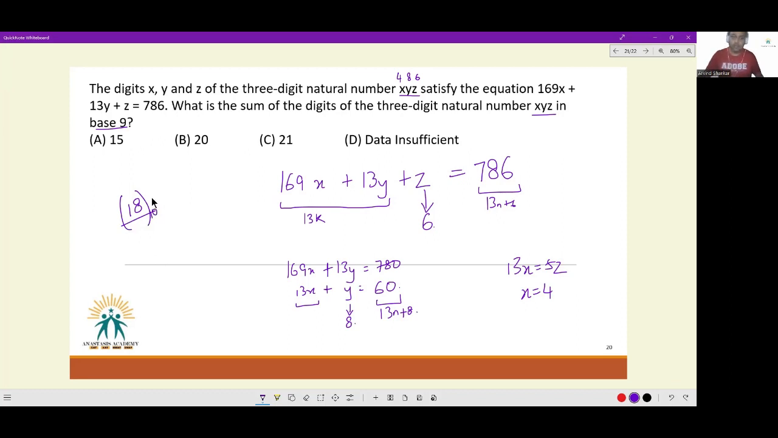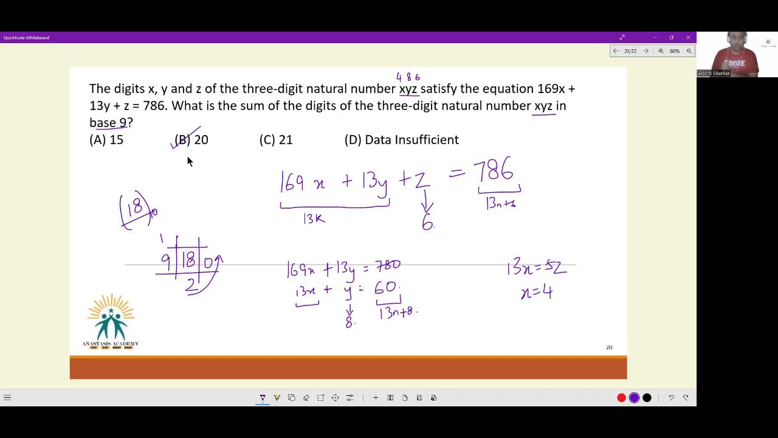If I have to convert it to base 9, I would have to divide 18 by 9. I get 2 here, I get 0 here, so the number in base 9 will be 20. So option B is the right answer here.